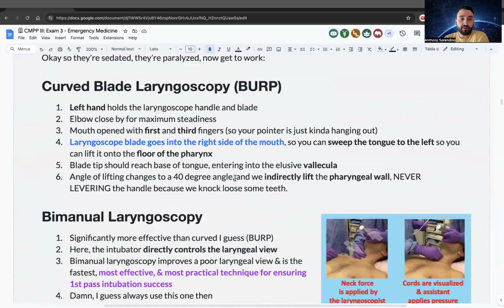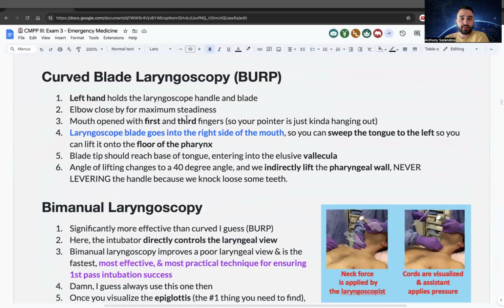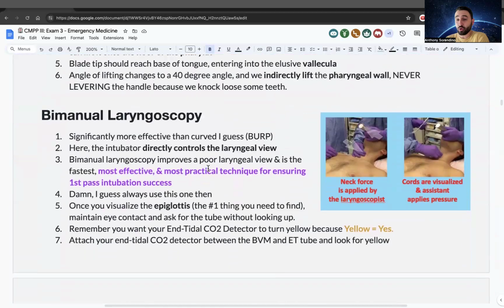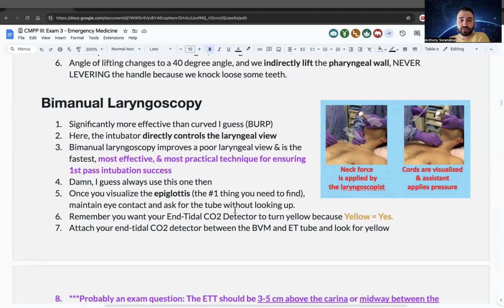All right. Then you have this curved blade laryngoscopy, this BURP. If you're doing this, it goes into the right side of the mouth. You sweep the tongue to the left. You want to indirectly lift the pharyngeal wall. You never want to lever because you'll avulse some teeth. Bimanual is really the gold standard here. It's the most effective, most practical technique for ensuring first pass intubation.